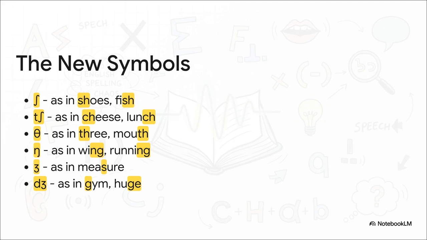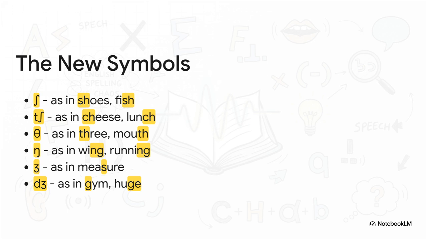First, this tall, stretched out S shape is sh. That's the sh sound in shoes or fish. Next, if you put a T in front of it, you get ch. That's the ch sound in cheese or lunch. Now this one, the theta, is super useful. The symbol theta is for that soft th sound, like in three or mouth. Put your hand on your throat when you say it. Th. No vibration, right? Just air.